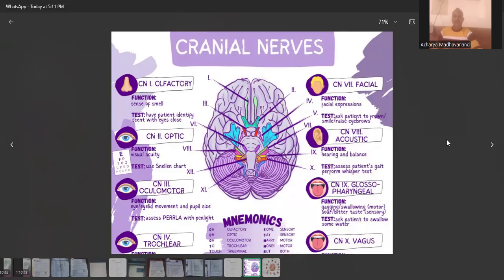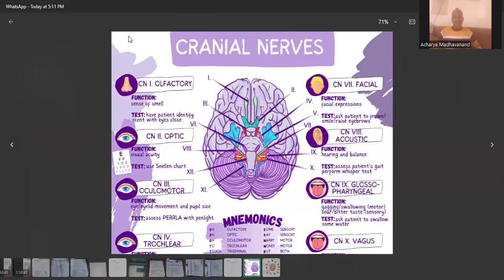glossopharyngeal nerve is associated with lungs, vagus nerve is associated with liver, accessory nerve is associated with gallbladder. Then hypoglossal nerve is associated with large intestine. Okay. So now I will tell you the working of all the nerves.